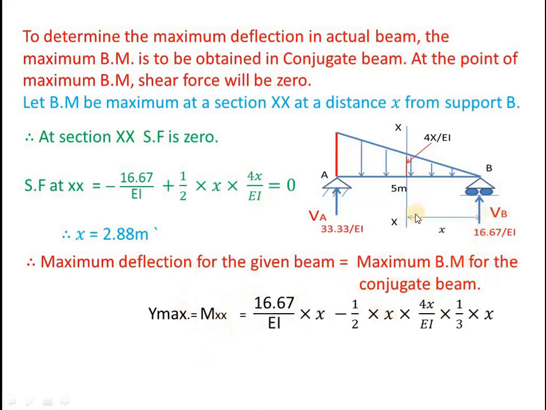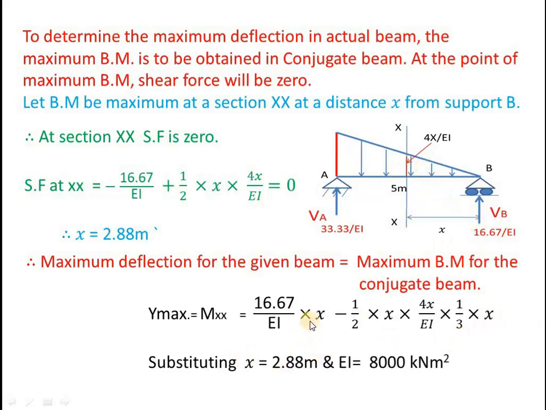Now let us calculate the bending moment here, considering the right side. For the right side, anti-clockwise is positive, while from the left side, clockwise is positive. So it is 16.67 into x minus the moment due to the triangular load about this point. The moment due to the triangular load means this triangular load is half, base is x, height is 4x by EI, into the distance from this point to this point, which is the centroid distance, 1/3 of the base. That is nothing but 1/3 of x.